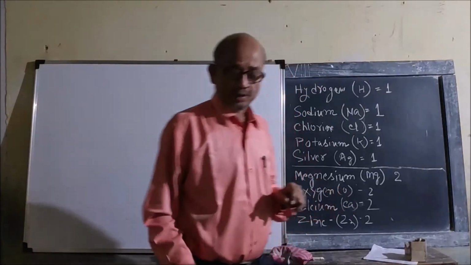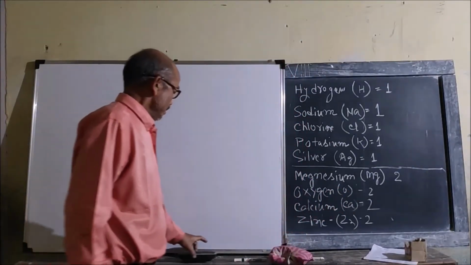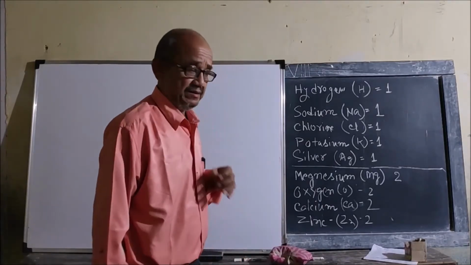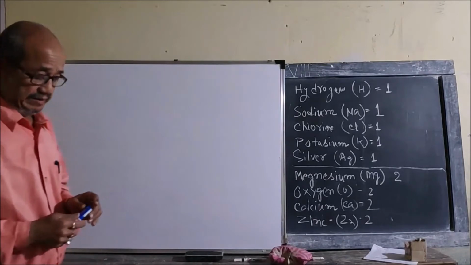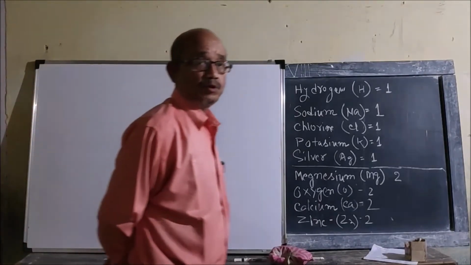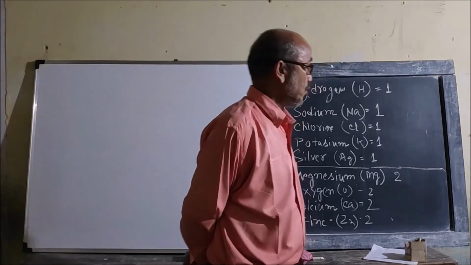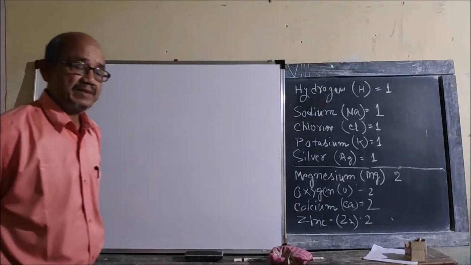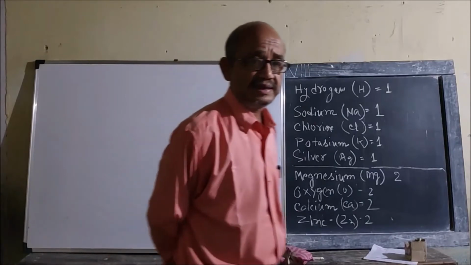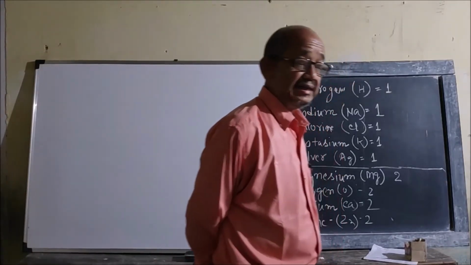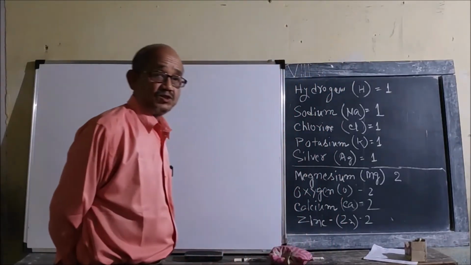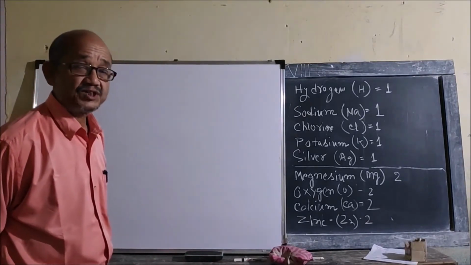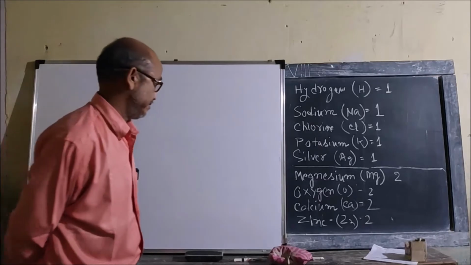Now we have to discuss the molecular mass of an element. What is called the molecular mass of an element? The sum of the atomic masses of all the atoms present in a molecule is called the molecular mass of that element or substance.